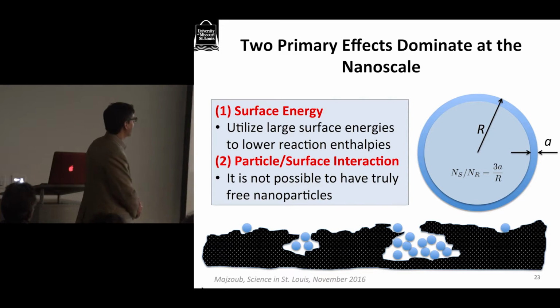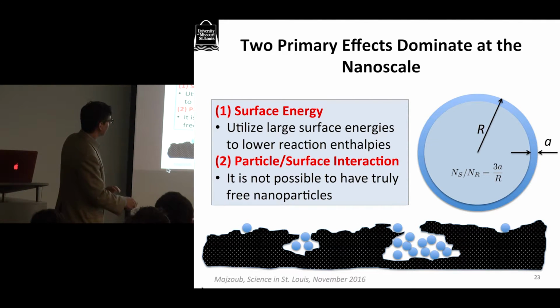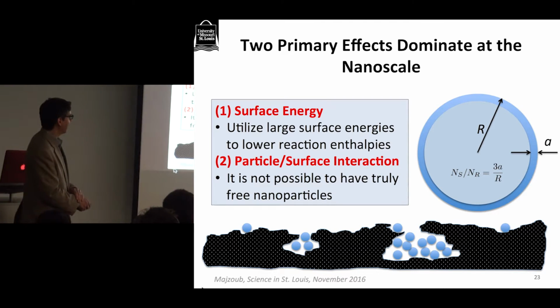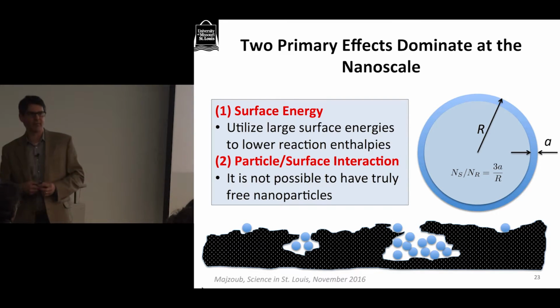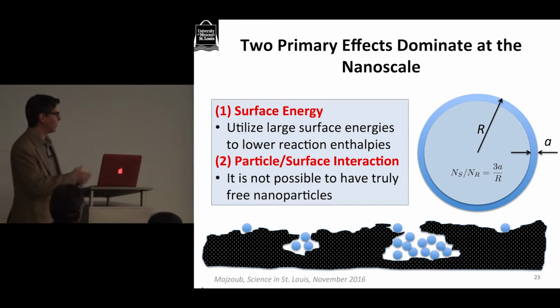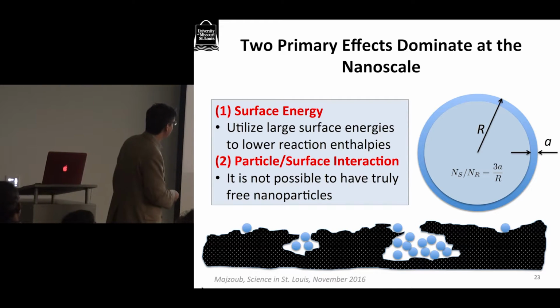So the two primary effects that dominate at the nanoscale are shown in the box here. What I want to point out is that you can quantify this fairly easily. If an atom is about a distance a away from another atom in a particular solid, I can calculate the ratio of the number of atoms on the surface to the total number of atoms in the sphere here. It's given by essentially 1 over the radius. So as I drop the radius of the nanoparticle, the number of atoms on the surface goes up very quickly as I get very small.